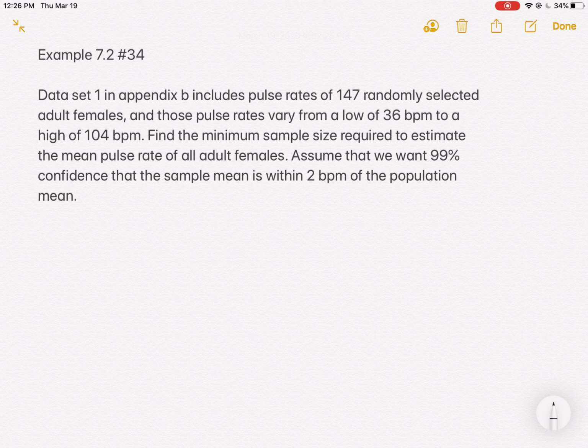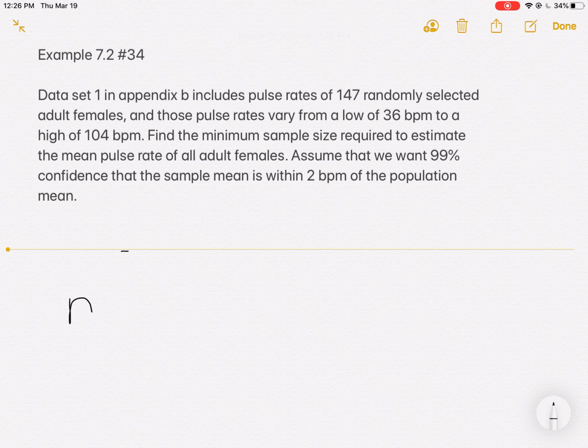It reads, in dataset 1 in Appendix B, it includes the pulse rates of 147 randomly selected adult females, and those pulse rates vary from a low of 36 beats per minute to a high of 104. Find the minimum sample size required to estimate the mean pulse rate of all adult females. And so what we want to remember is we're asking to find the sample size.